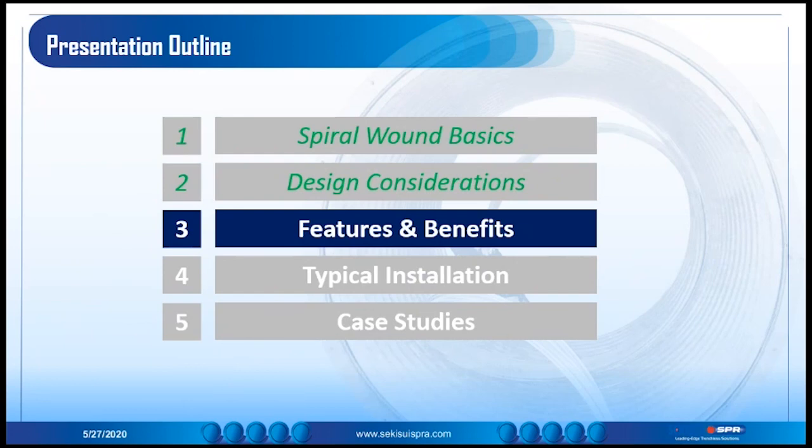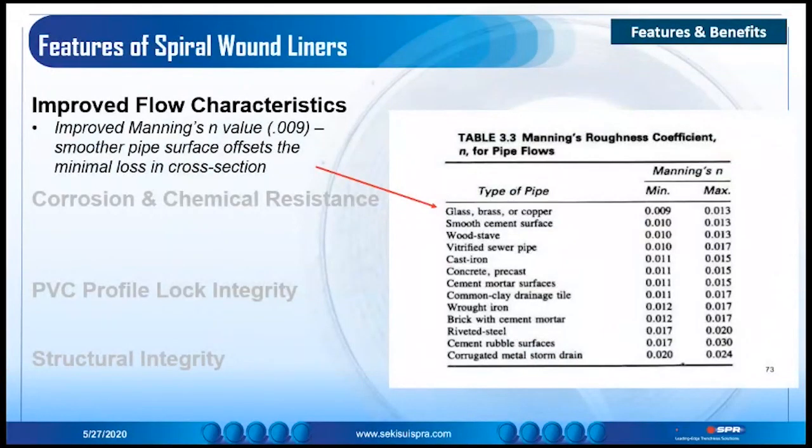We're going to get into the features and benefits of our spiral wound liners, and many of you are very familiar with our products and capabilities. First of all, Sekisui's liners have been tested in accordance with international standards to determine we have a Manning's coefficient of 0.009. That means that even though post-rehabilitation the pipe has been reduced in diameter, we typically can equate, if not improve, the hydraulics due to the improved Manning's coefficient.